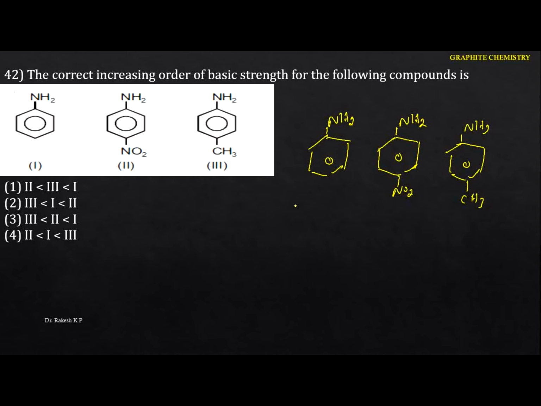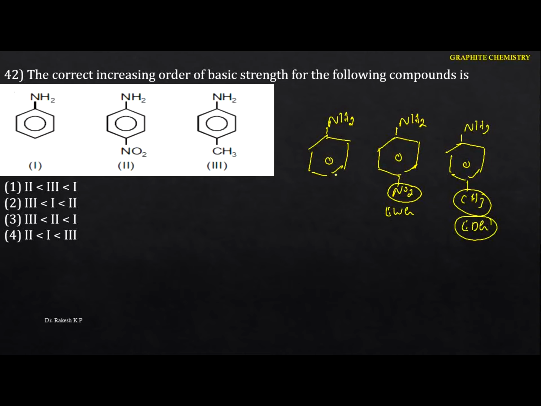For any base, if there is an electron withdrawing group, the basicity decreases. The basic character will decrease. Just identify this here: we have the nitro group, and we also have the methyl group. If you have the electron withdrawing group, the basic strength decreases. When you have the electron donating group, the basic strength increases.